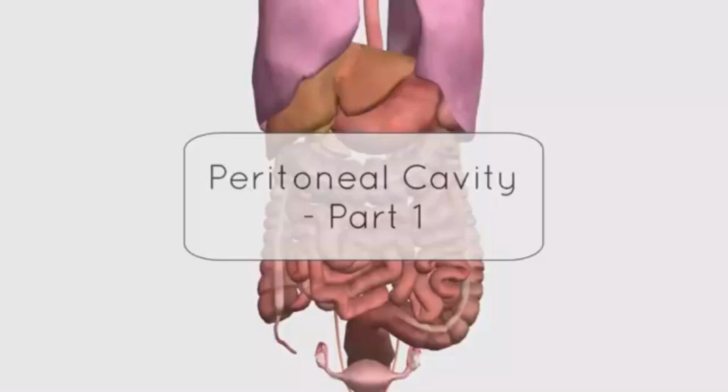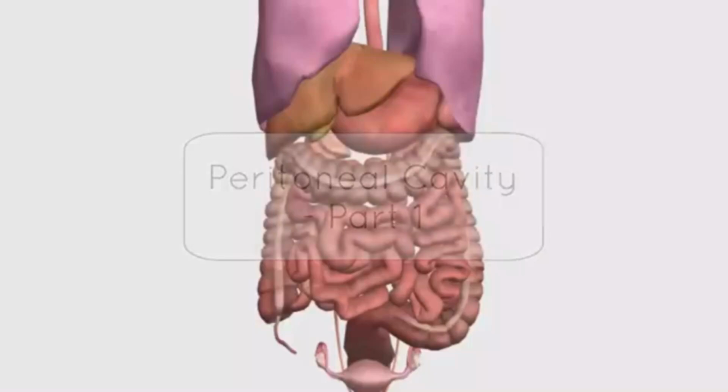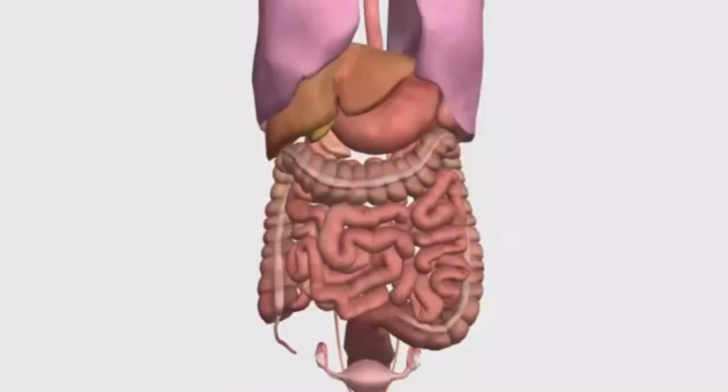Okay, so this is a tutorial on the peritoneum and the peritoneal cavity. So the peritoneum is a thin serous membrane which lines the abdominal cavity and a lot of the viscera within it. So it's kind of similar to the pleura and the serous pericardium. So a serous membrane is one which produces serous fluid.